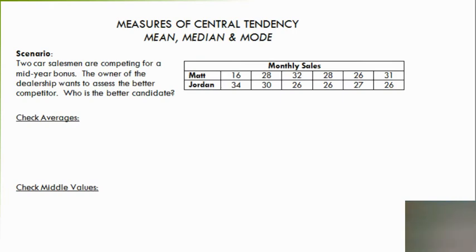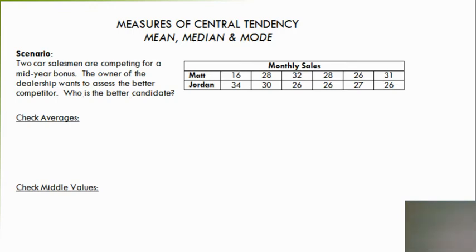So here are the scenarios where we'll figure out how to do each one. All right, measures of central tendency: the mean, the median, and the mode. Two car salesmen are competing for a mid-year bonus in their pay. The owner of the dealership wants to assess the better competitor. Who is the better candidate?